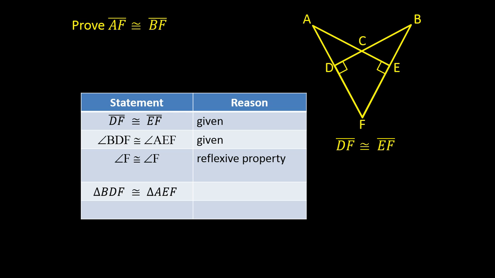And now we can conclude that triangle BDF and triangle AEF are congruent. The congruence theorem we're using this time is angle side angle. We have two congruent angles, and then an included side, and then another angle on the two triangles that are congruent. And finally, we can state what we're trying to prove, which is that segment AF and segment BF have to be congruent, and that's because they are corresponding parts of the congruent triangles.